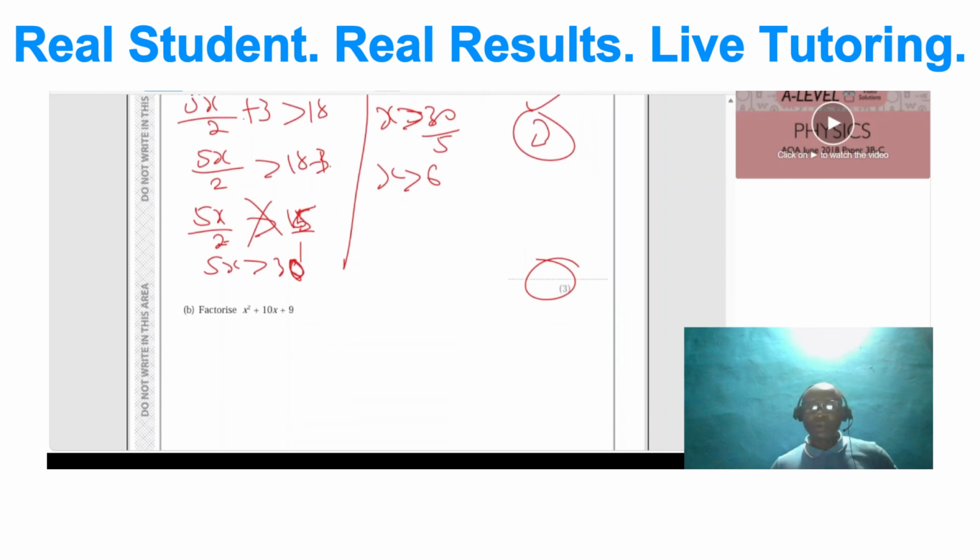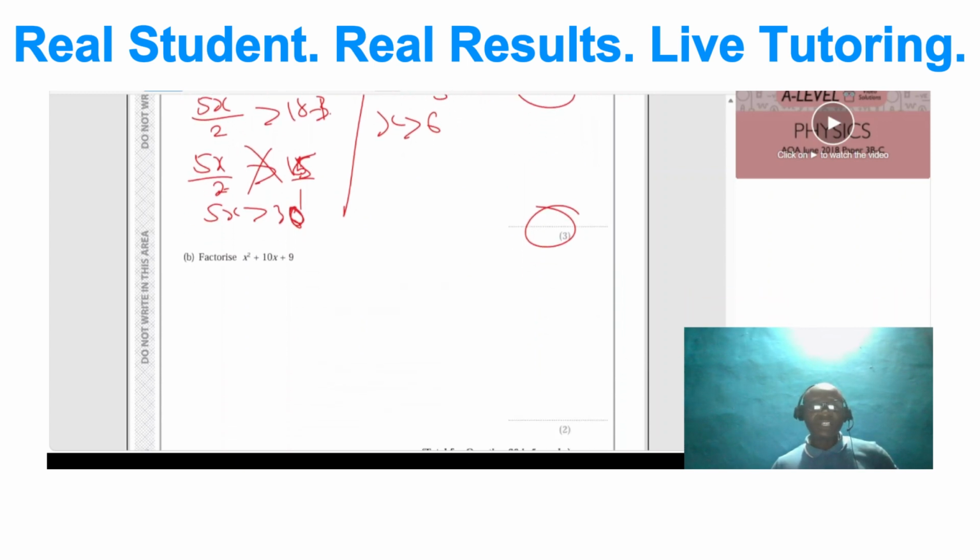Beautiful. We go to question number 26B, and it says we should factorize. What answer did you get to the factorization? I got brackets x plus 1 brackets, then under bracket, then x plus 9. Okay, let's see. We are given x raised to power 2 plus 10x plus 9.